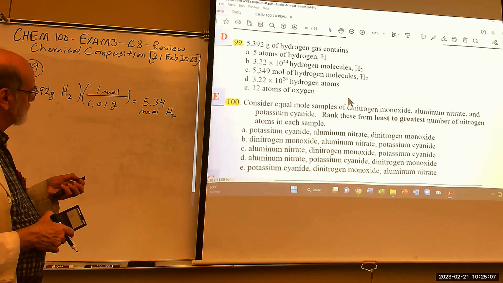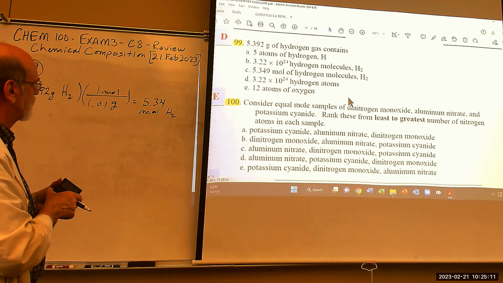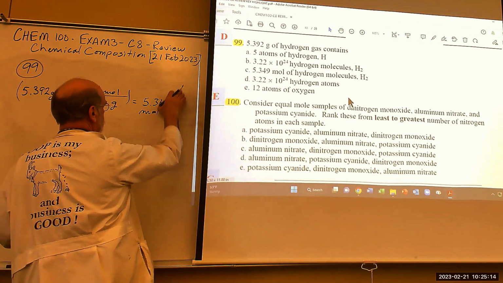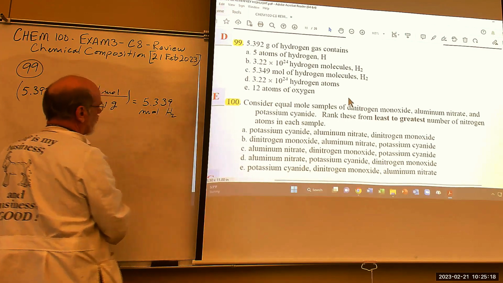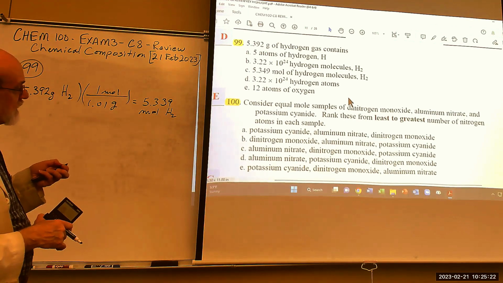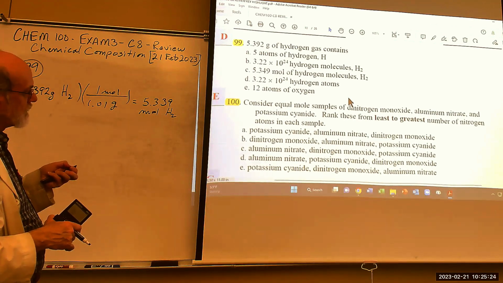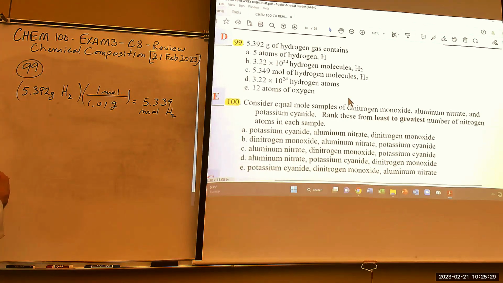It's not quite, let's see, 3.39. Right. If we bring it out some more, it would be 39 moles of hydrogen gas. I'm tempted to pick this answer, but just to be sure, let's convert that to molecules also.